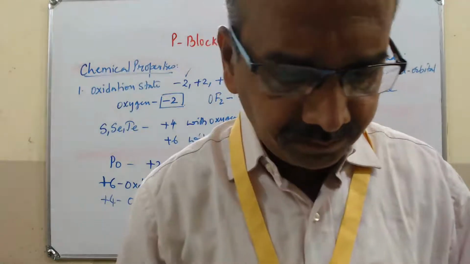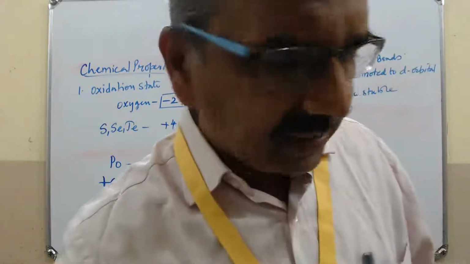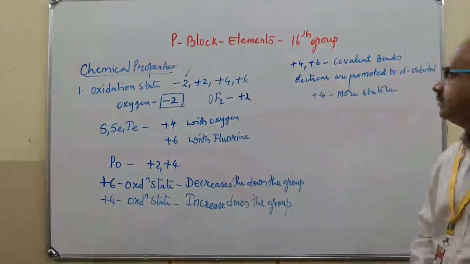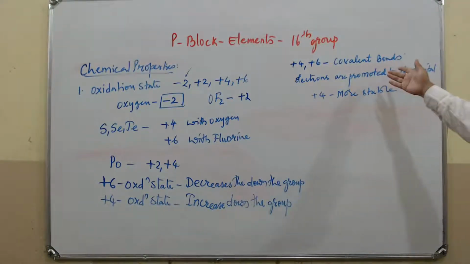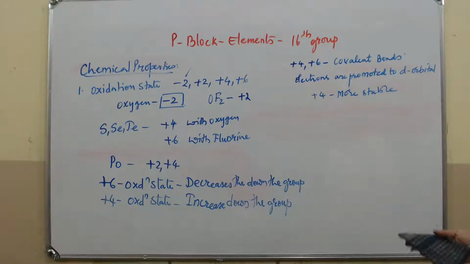Further, you again have the anomalous nature of oxygen. And the last part you have to write is that +4 and +6 both form covalent bonds, because the extra electrons are promoted to the higher level.